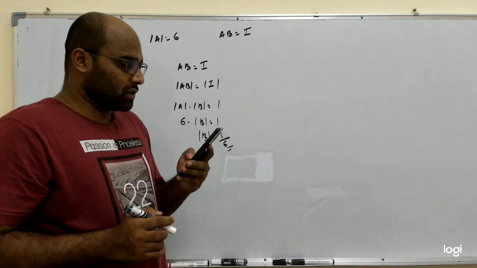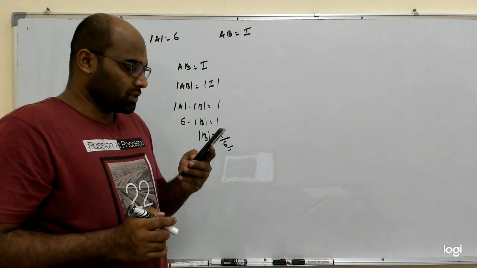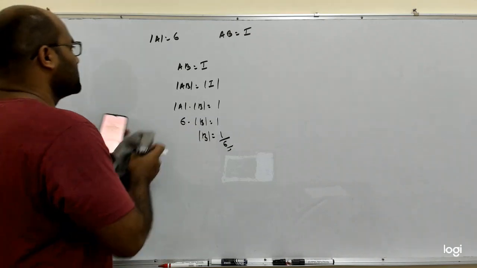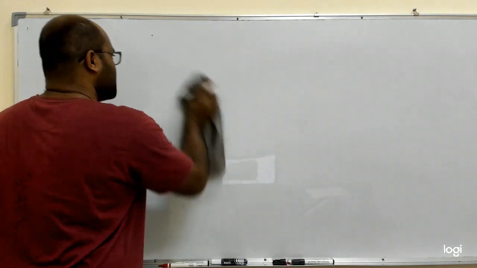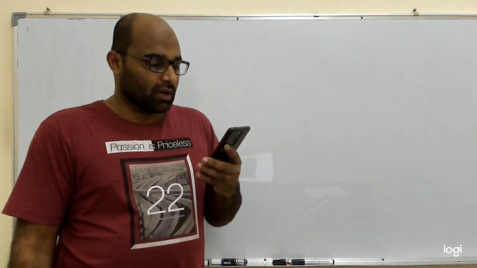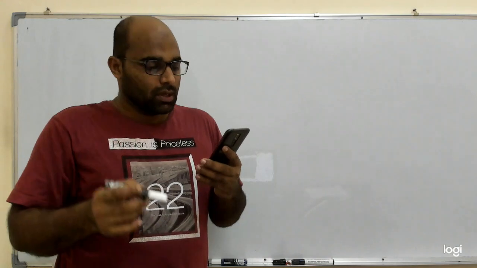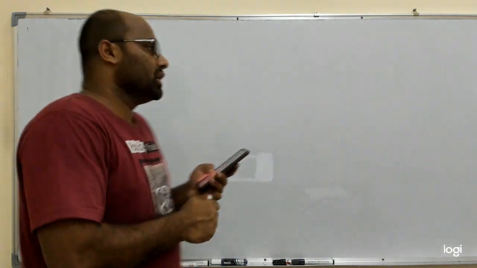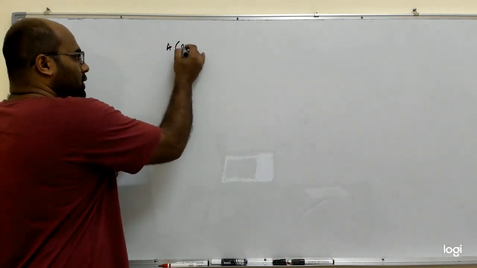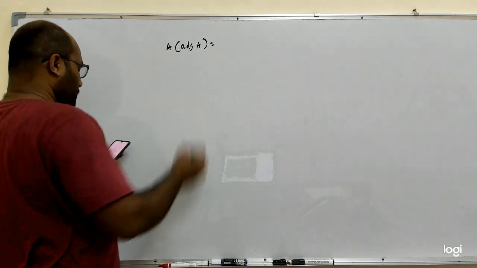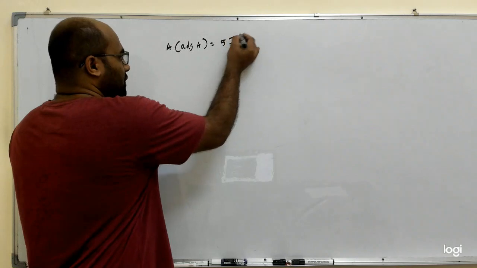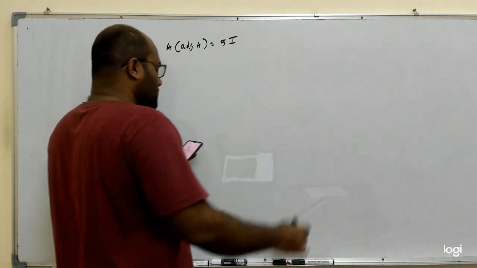I hope you finished this also. Next one, please note. If A is a matrix of order 3 by 3, and A into adjoint A equals 5I, then find determinant of adjoint A.